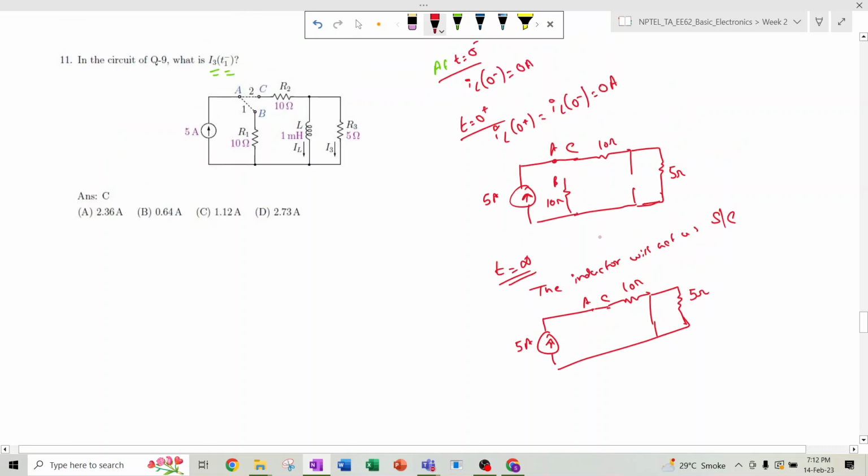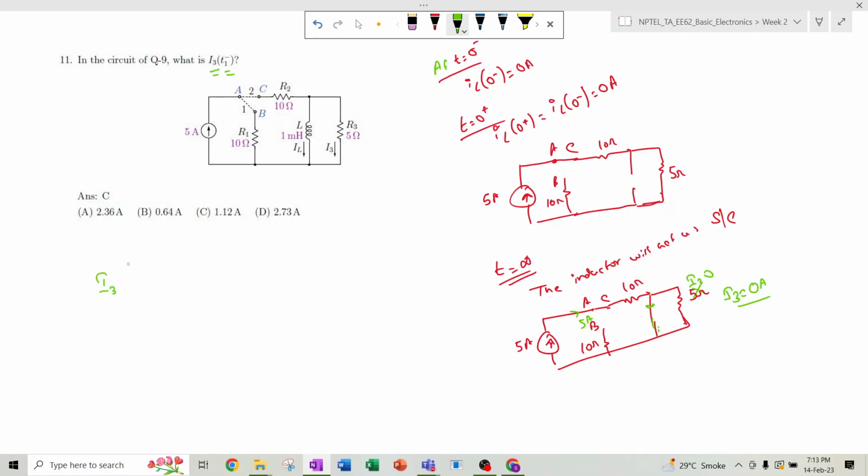Okay, and this is 10 ohm. So at this point of time, this inductor acts as a short circuit. As the inductor acts as a short circuit, the entire 5 ampere will come through this path, and no current will flow through this 5 ohm. Why? Because there is a short circuit path in between. So this I3 will become 0 ampere at t equal to infinity. The entire current will flow through this path.